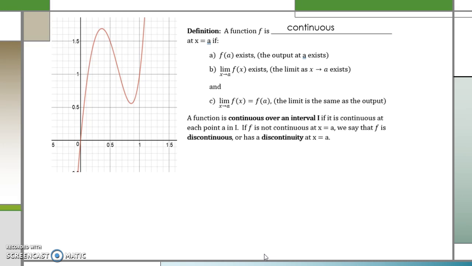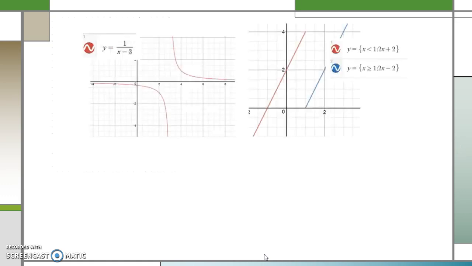A function is continuous over an interval if it is continuous at each point in that interval. If it is not continuous at x equals a, we say that f is discontinuous or has discontinuity at x equals a. So if any part of the continuity definition fails, then the function is discontinuous. So all three, a, b, and c, must work. If even one of them does not, then it is not continuous or it's discontinuous.